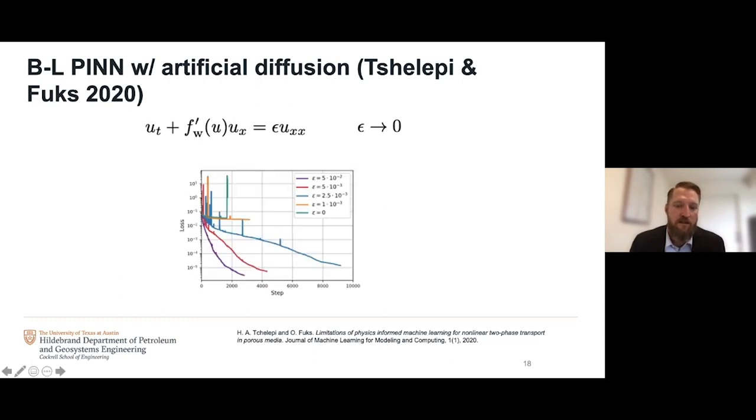Finally, if you look at how the loss converges over iterations, if you have large diffusions, then it converges rather rapidly. But as this diffusion parameter approaches zero, it slows down the convergence rate, or even, when it is zero, you don't get convergence at all.